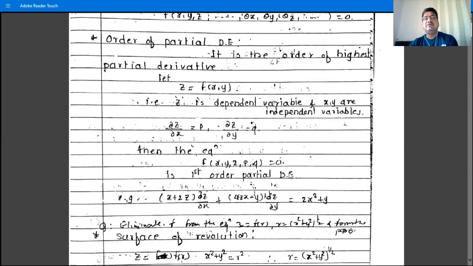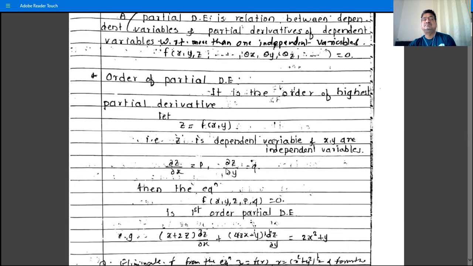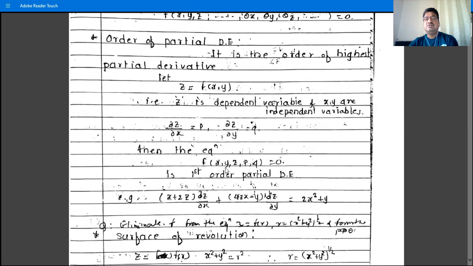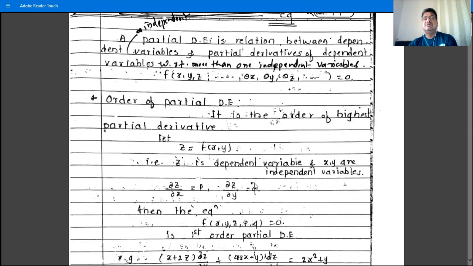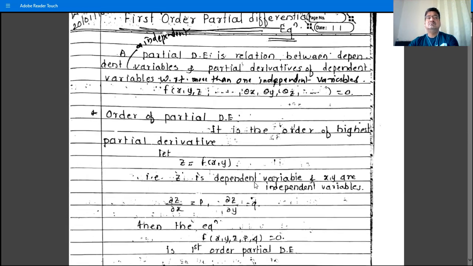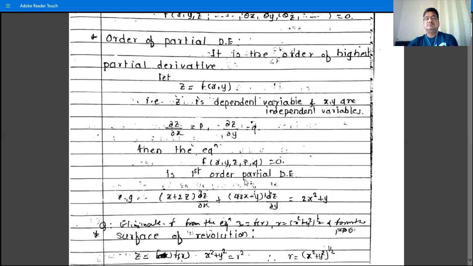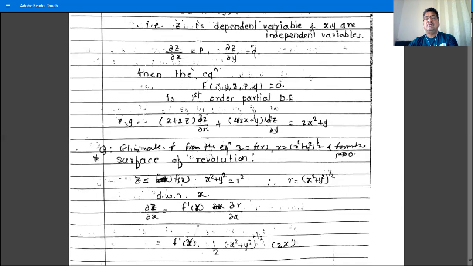F(x, y, z, p, q) is equal to, what is p? P is ∂z/∂x, and q is ∂z/∂y. So z is the dependent variable and x and y are the independent variables. So this is the general form of the first order partial differential equation, f(x, y, z, p, q) is equal to 0.